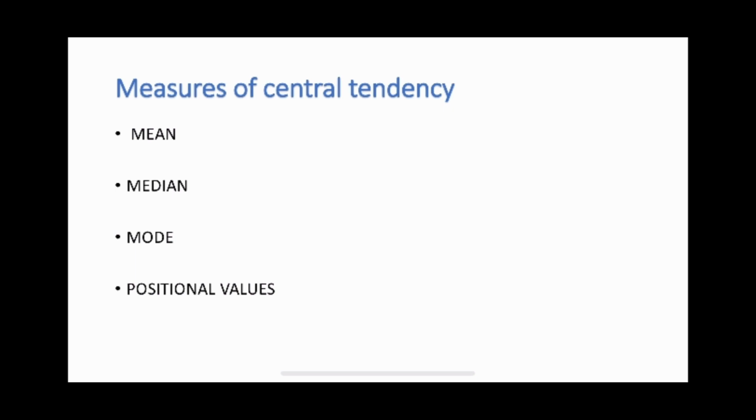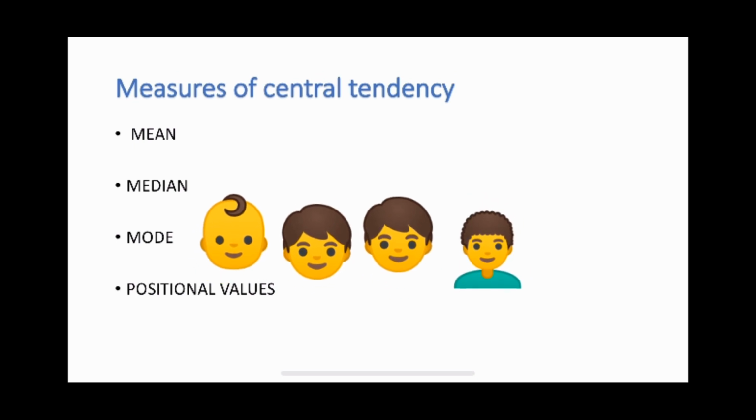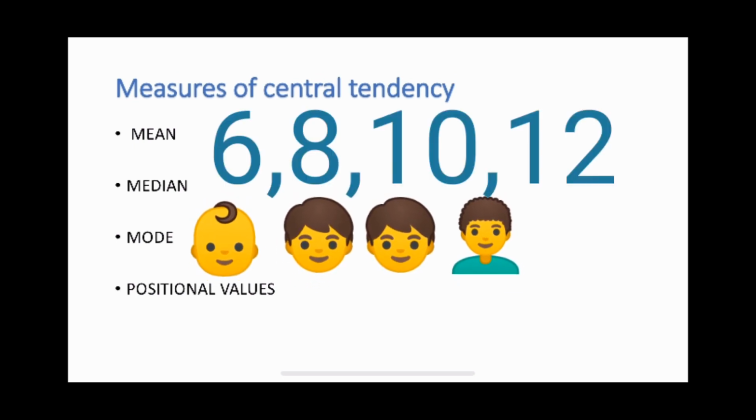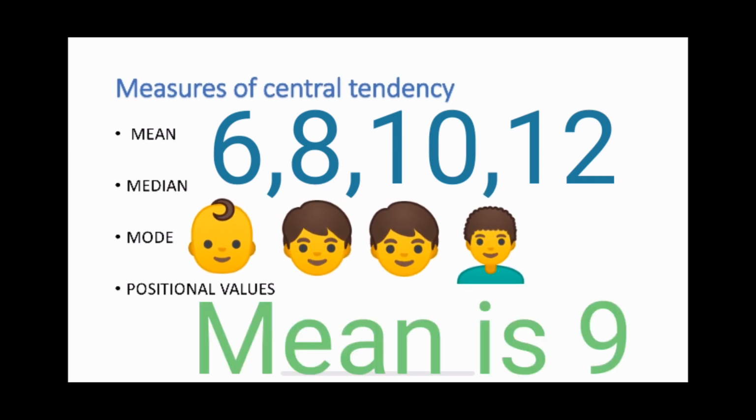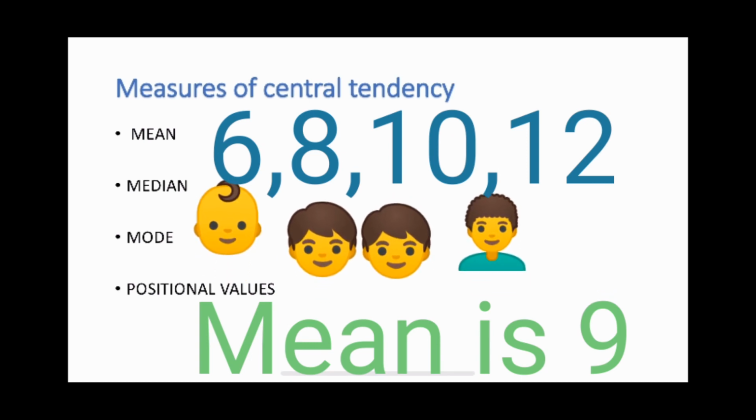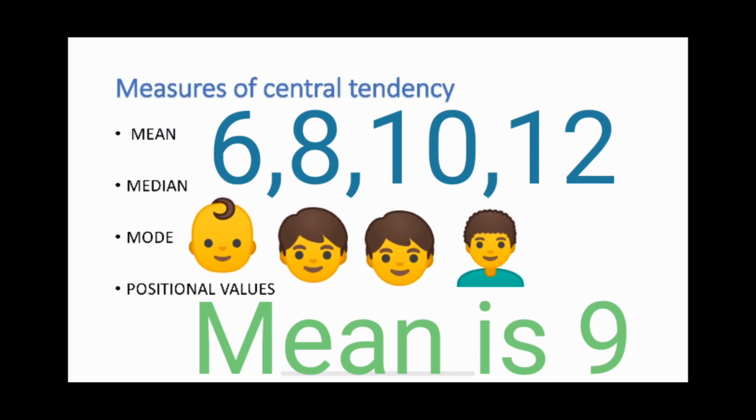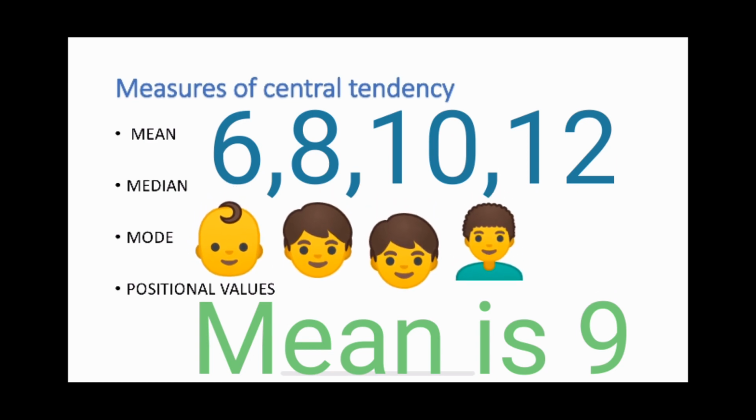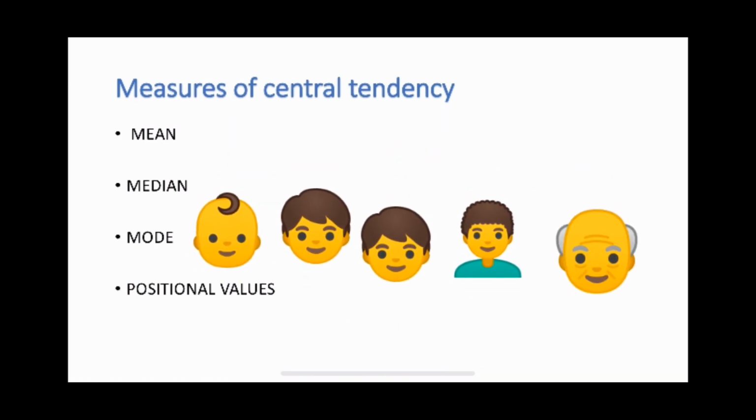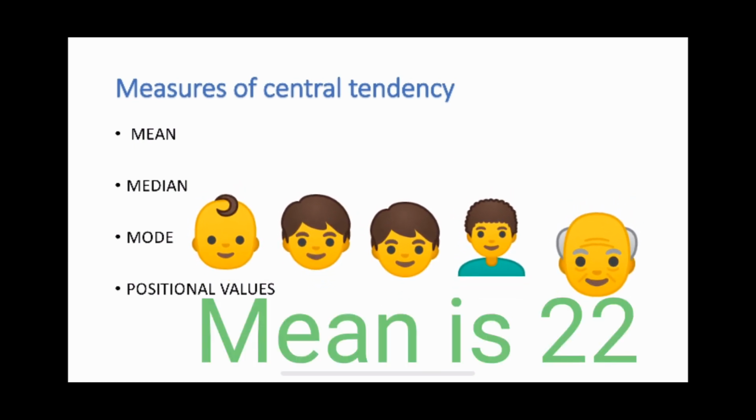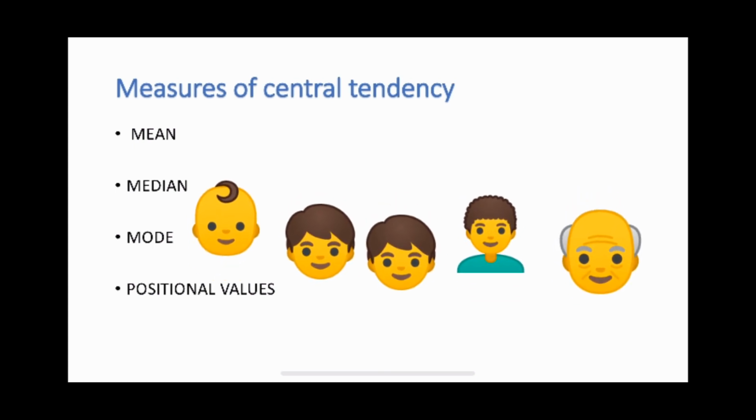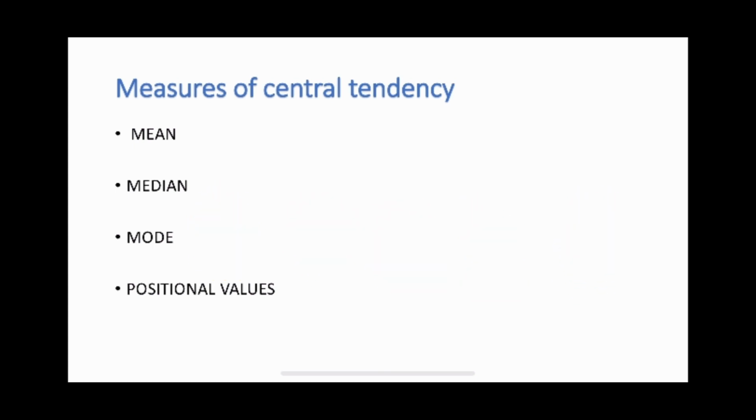Suppose there are four kids playing in a garden. Their ages are 6 years old, 8 years old, 10 years old, and the last one is 12 years old. If we calculate the mean of their ages, it is 9. So the average age of the kids playing in the garden is 9. Seeing them playing, an aged man whose age is 75 joined them. Now the mean becomes 22. Is it true that the average age of the people playing in the garden is 22? No. The aged man is an outlier here.